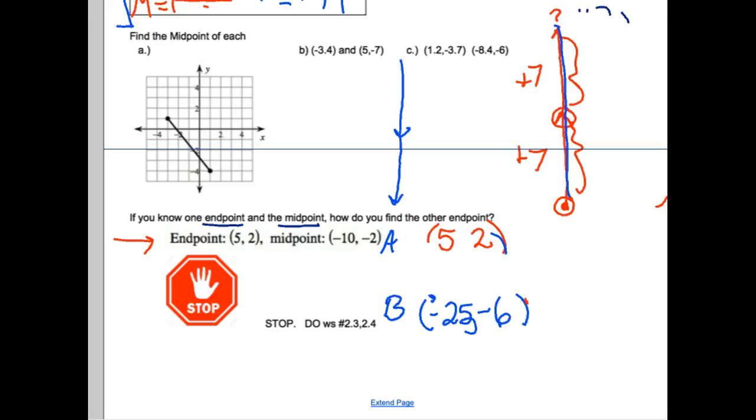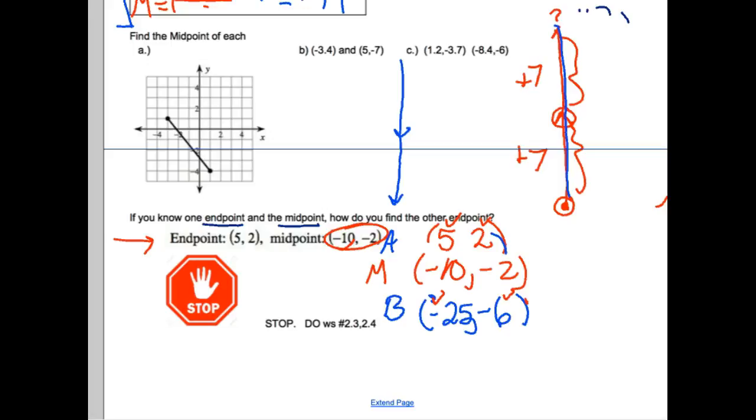To get the middle, remember, I add the x's. So I go 5 plus negative 25, which is negative 20. I divide it by 2, and I get negative 10. So notice it did walk me to the correct endpoint. Likewise for the y's. I add the y's. 2 plus negative 6 is negative 4, and I divide by 2. And again, that should be negative 10, negative 2, and it is.